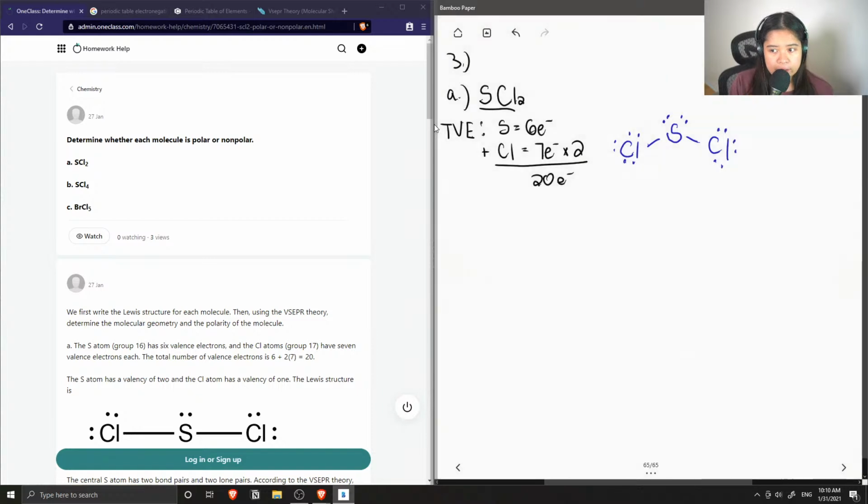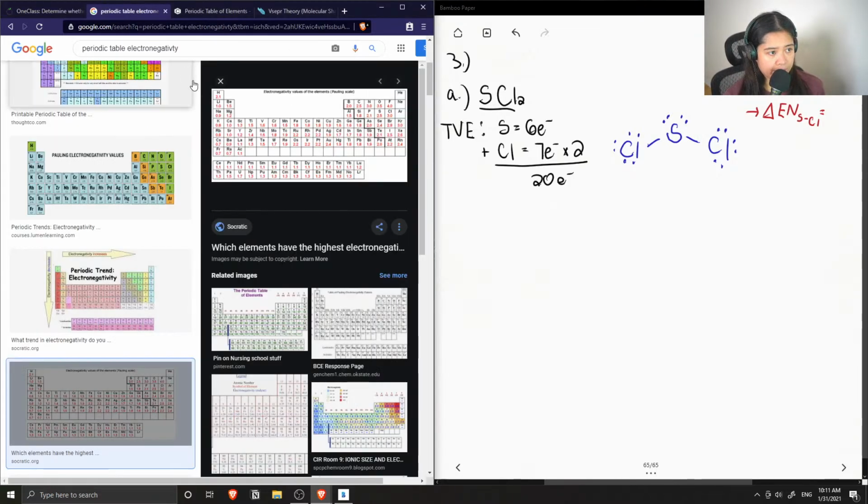Okay, so when we want to find out whether a molecule is polar or nonpolar, we first need to find out if any of the bonds in the molecule are polar. So to do that, I need to look at the electronegativity difference between sulfur and chlorine, just so we can see the polarity of these bonds.